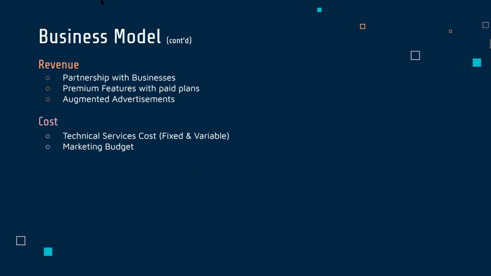Next. For revenues, we are partnering with businesses. Also, we are offering premium features with paid plans. And of course, for the advertisement part, the advertisement in our application will be augmented, so we'll provide an augmented advertisement model for revenues. The costs will be technical services costs, fixed plus variable, which will be nearly represented by the invoices from AWS services, and of course a marketing budget at the very beginning for us to kickstart.